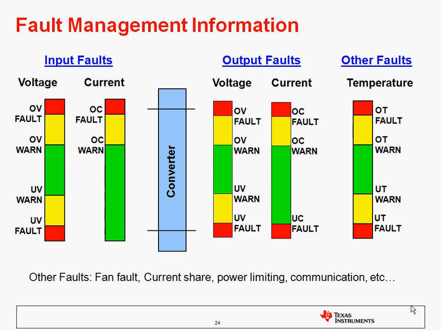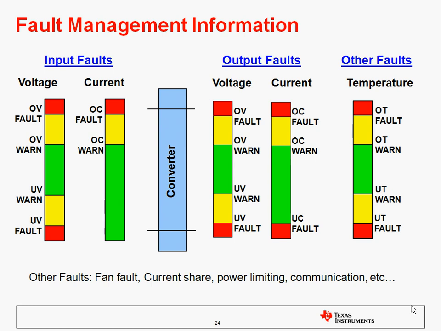Fault management is another big area where it's nice to be able to tell if the part is running as it should. So there's a long list of fault conditions, both on the input, on the output, and over temperature. And each of these fault conditions has both a fault level where you want to take some kind of action, as well as a warn level where you want to observe what's happening, but you may not want to act on it yet.